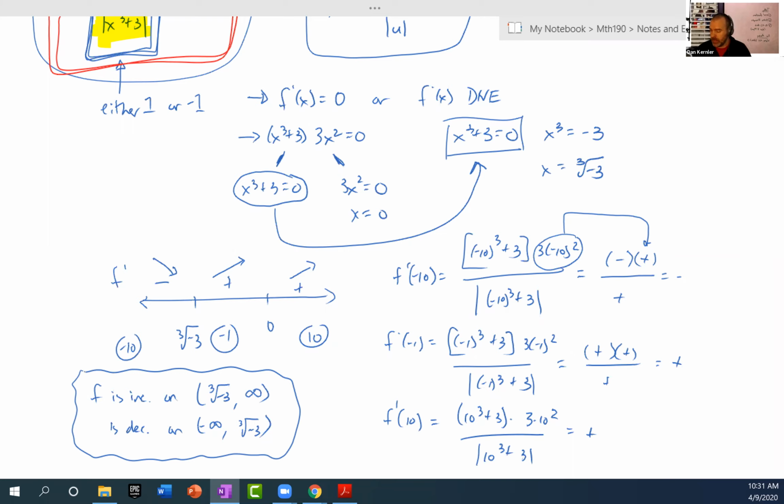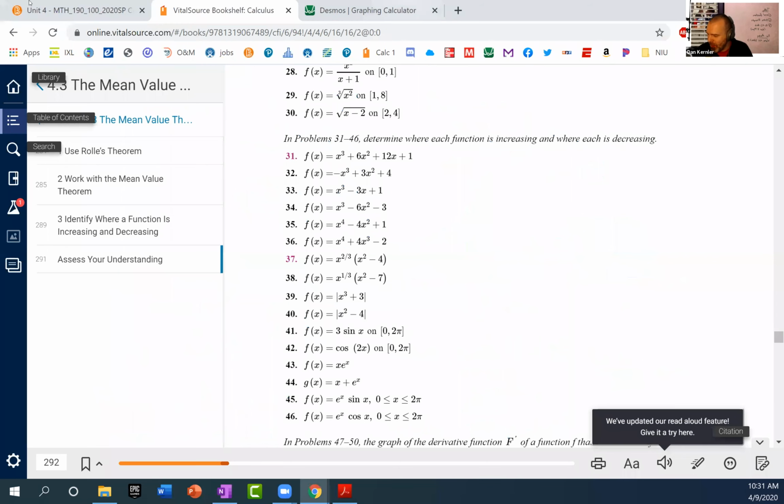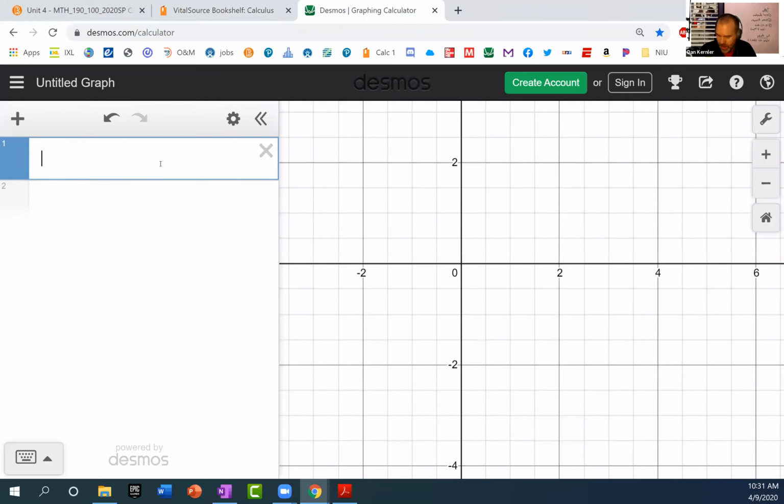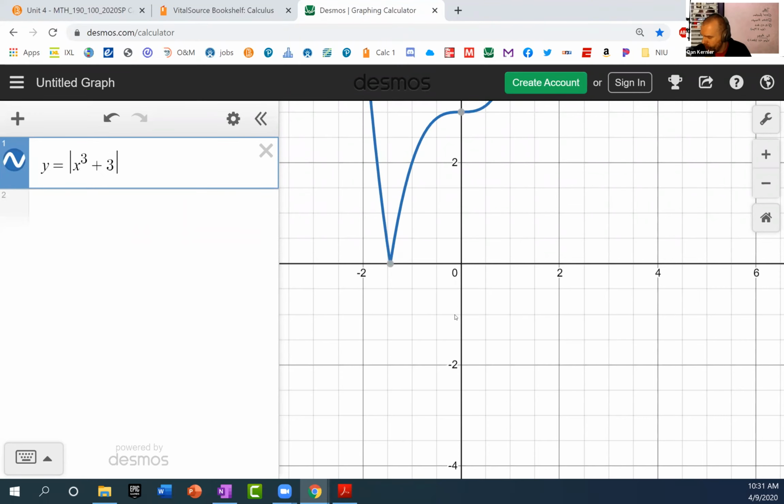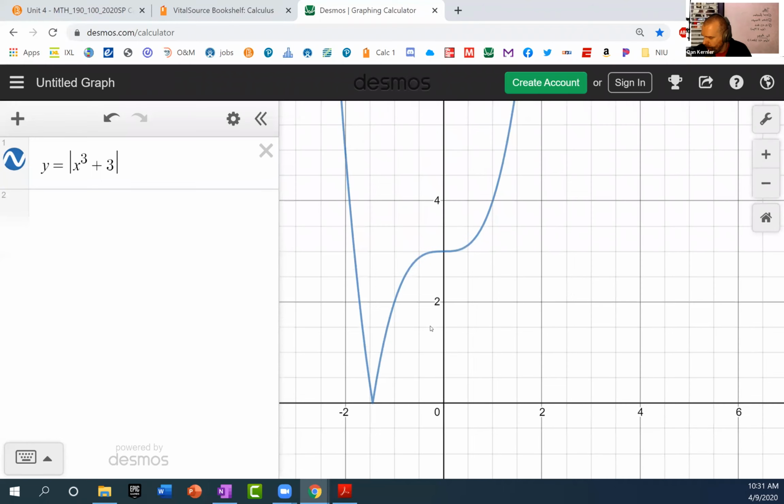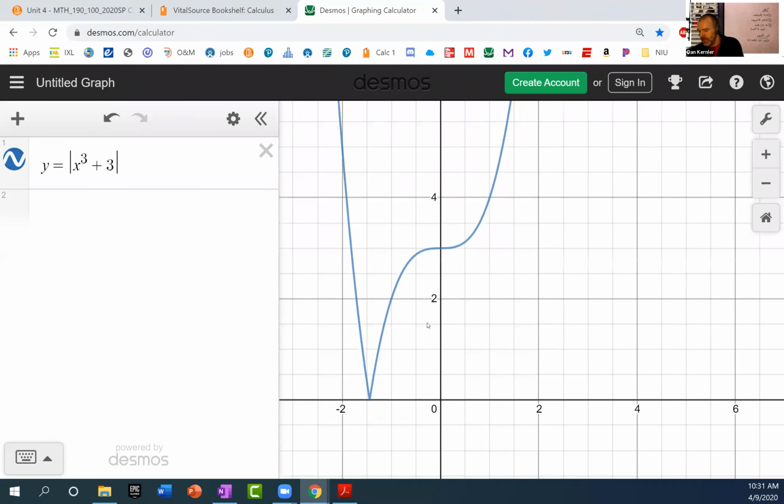Well, I'm nervous. Let's see if we'll come back. Let me graph it, and then we'll come back and answer questions about that one. All right, y is equal to, and I think I can just do absolute value, x cubed plus 3. Whoa, weird. Incidentally here, let me do another graph for you. Y is equal to x cubed plus 3.